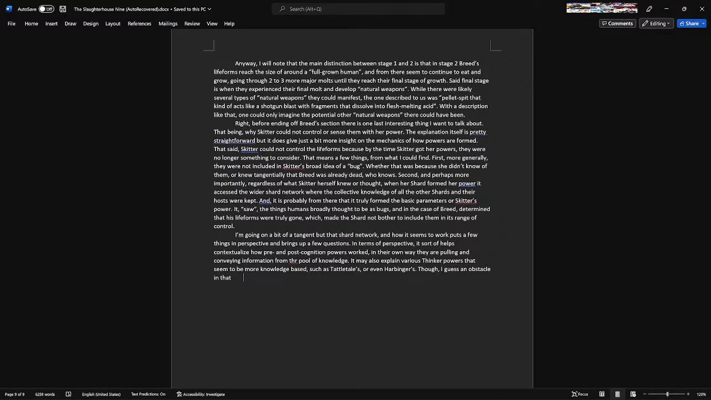Though, I guess an obstacle to those ideas is how information is taken from those that ostensibly don't have a shard attached to them.